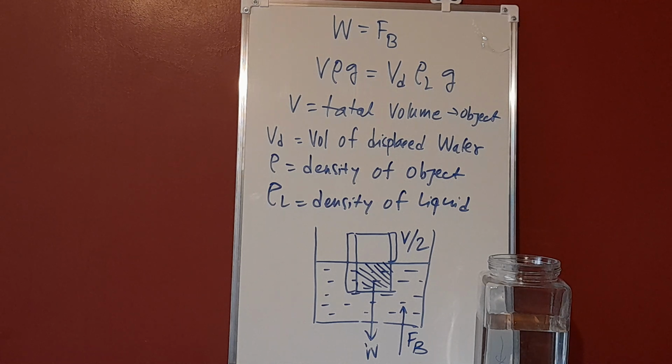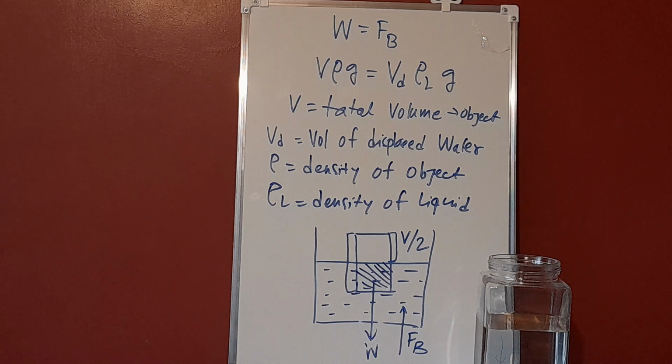Now during floating, as per the condition of floating, the upward force Fb should be greater than or equal to the downward force, the weight. So if we equate W equal to Fb, we get V rho g is equal to Vd rho L g. So this is the equation. Most of your numericals will be solved with this equation.